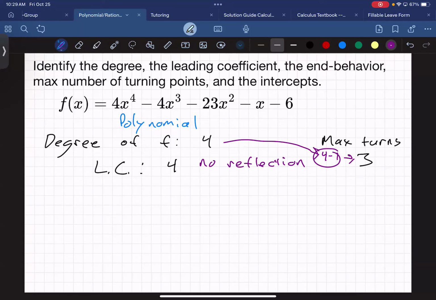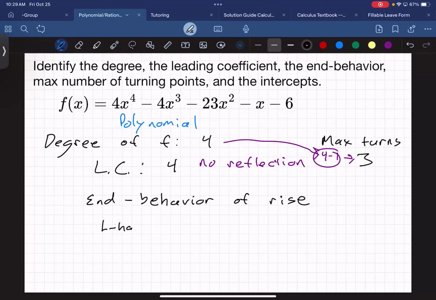Now, the end behavior takes a little bit more work, right? So we have to look at this like, hey, here's the end behavior of f. And remember, all this is saying is what's the edges of my graph going to do? We have the left-hand side, which we'll write as x approaches negative infinity. We have the right-hand side, which we'll write as x approaches positive infinity. Okay, left is negative, right is positive.